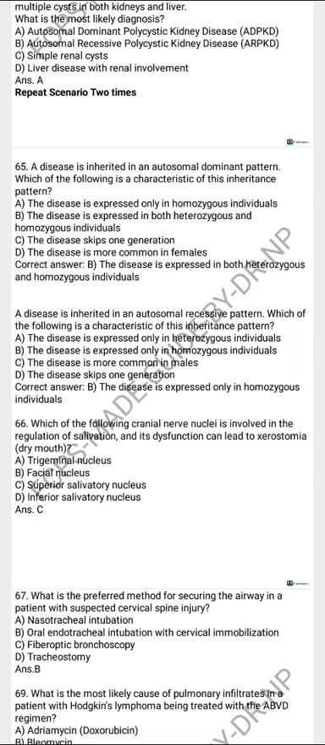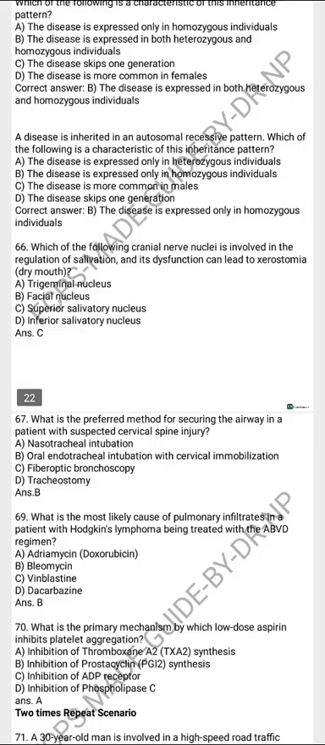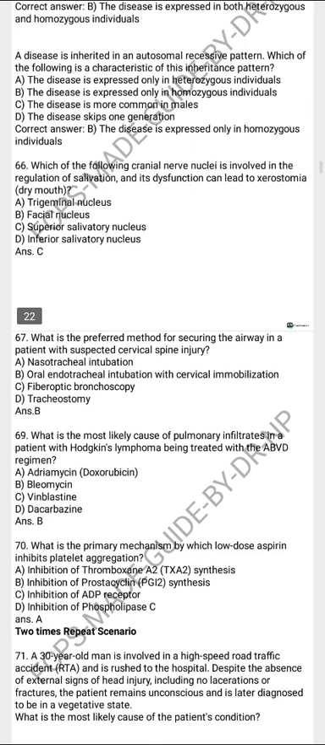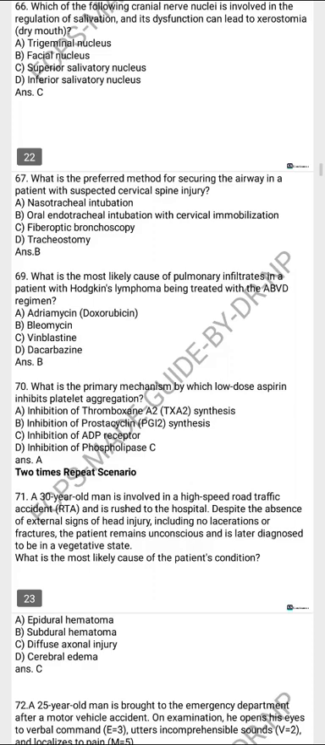The disease is expressed only in homozygous individuals. Which of the following cranial nerve nuclei is involved in the regulation of salivation? Its dysfunction can lead to xerostomia. The superior salivatory nucleus. What is the preferred method for securing the airway in a patient with suspected cervical injury? Oral endotracheal intubation with cervical immobilization. Which of the following is the most likely cause of pulmonary infiltrates in a patient with Hodgkin's lymphoma being treated with the ABVD regimen? Bleomycin. What is the primary mechanism by which low dose aspirin inhibits platelet aggregation? The inhibition of thromboxane A2.